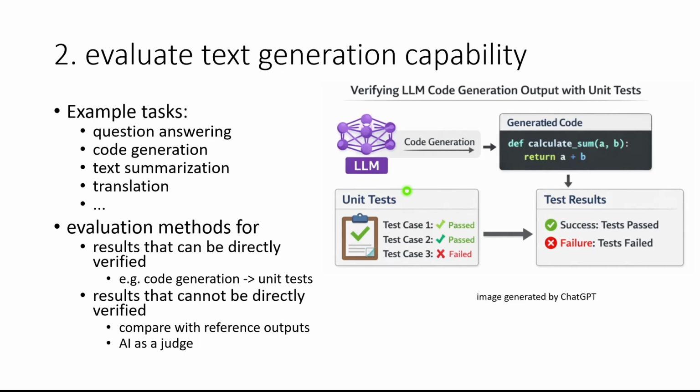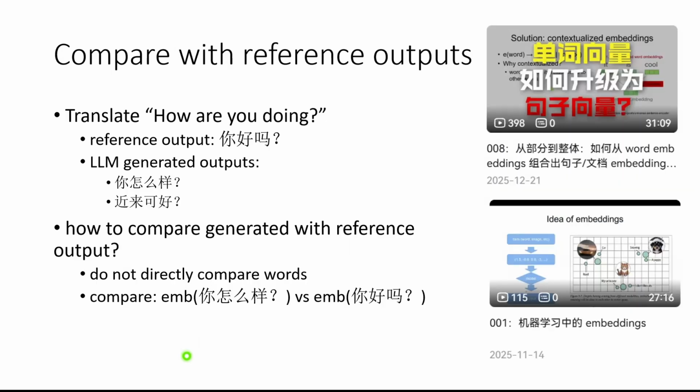But in a lot of cases, the results are more open-ended, so they cannot be verified directly. We have to use some other method. For example, we can use two methods here. The first one is to compare with reference outputs. The second one is to use AI as a judge. Firstly, we can compare with reference outputs. For example, if we want to translate a sentence, we can give it a reference output, and also we have a bunch of large language model generated outputs.